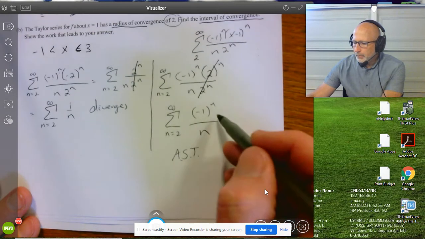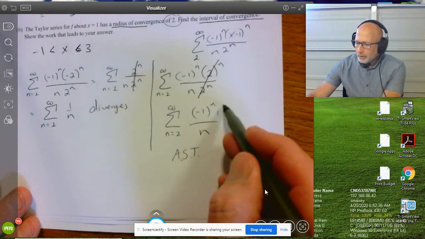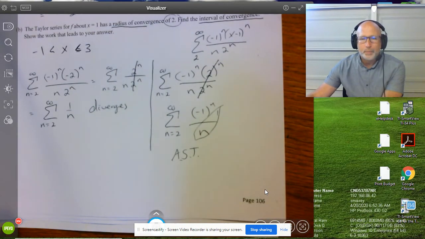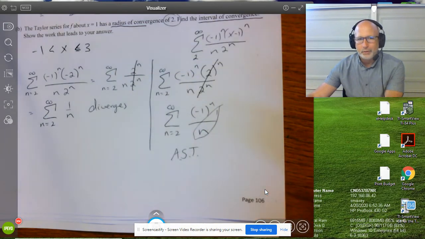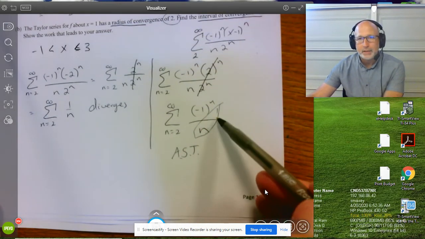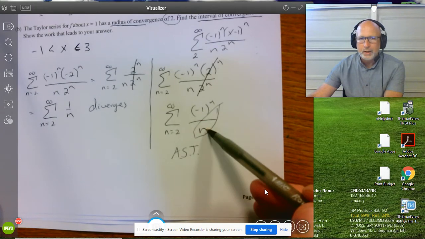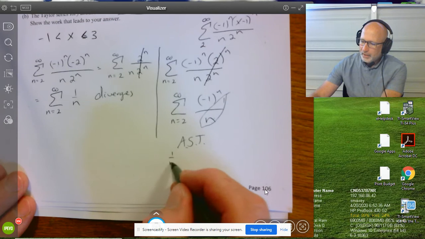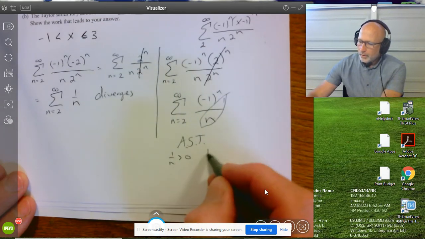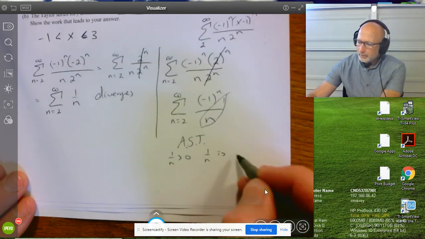Okay, so I'm going to ignore the negative 1. I'm just going to look at 1 over n. Is it always going to be positive? Check. Okay, it will always be positive. Is it decreasing? As n gets bigger and bigger, does 1 over n decrease? Absolutely. And the last thing you need to check is, does the limit as n goes to infinity of 1 over n go to 0? And yes, it does. Okay, so 1 over n is greater than 0. 1 over n is decreasing.